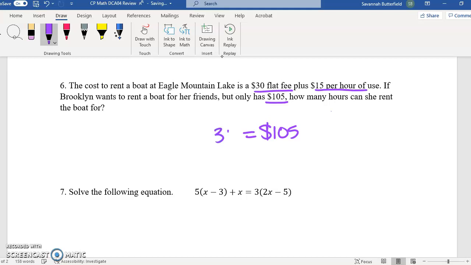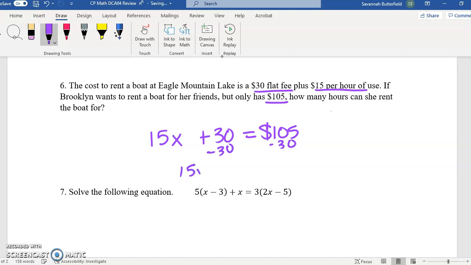$30 flat fee, that's just $30, no ifs, ands, or buts. But then we need to add the cost per hour, and so that is going to be $15 times, we'll say X, however many hours we spend on the lake. So we need to figure out how many hours we'll use all of our 105. So we're going to subtract 30.